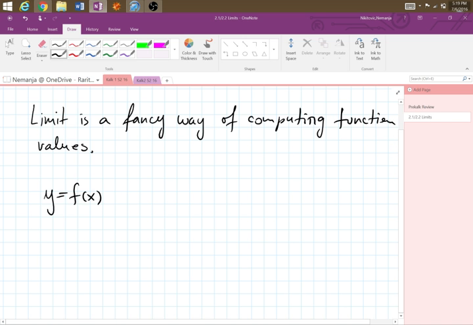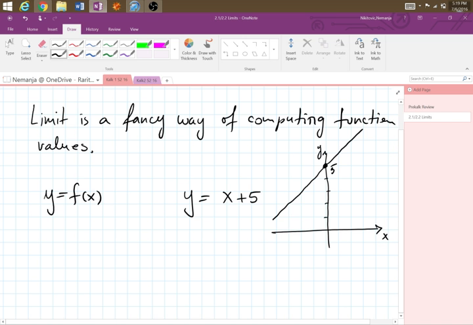We know that the input is x, the output is y, and let's say the example of this is y equals x plus 5. So now you have a function. The function is x plus 5. We know we can graph this and we get a linear line going through 5. Since the slope is 1, it's going to be a 45-degree angle, and 5 is the y-intercept.